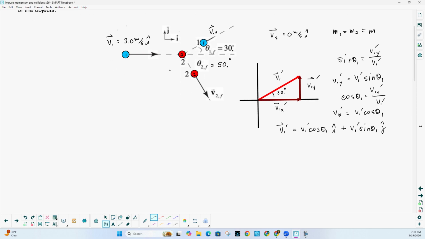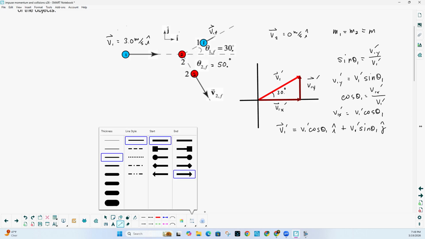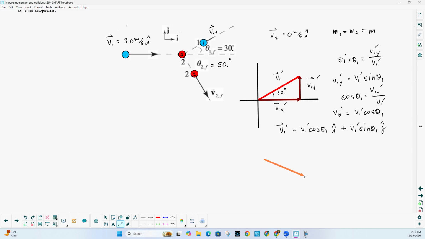Now I'm going to do the same thing for the second one. Let's go ahead and draw the line for the second one, and I'm going to give it a different color so we can actually see the difference. There we go. And so I'm going to try and match it up exactly. There we go. And then I'm going to draw out my x and y axes.